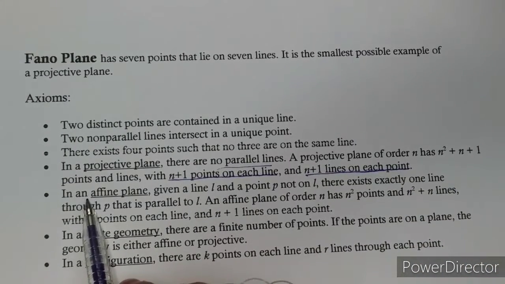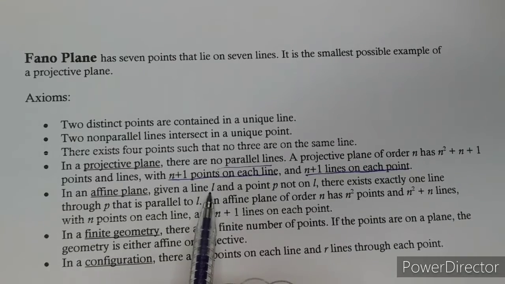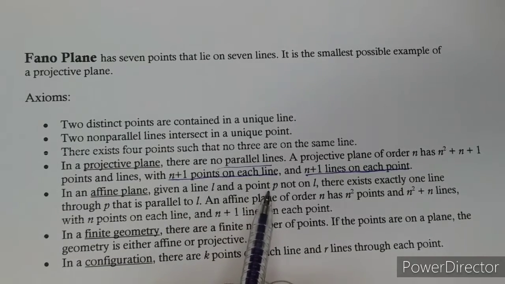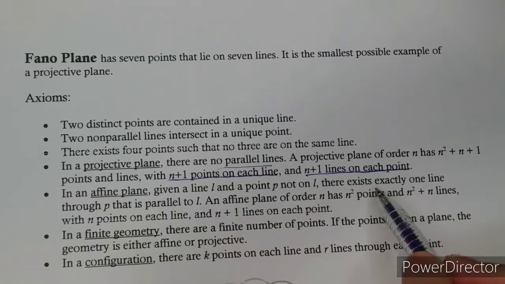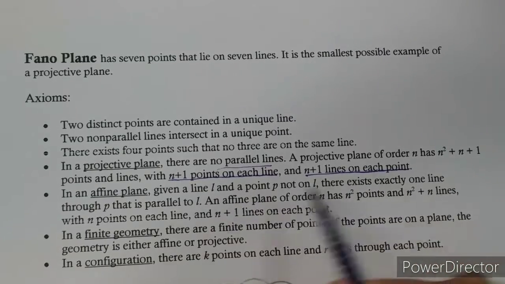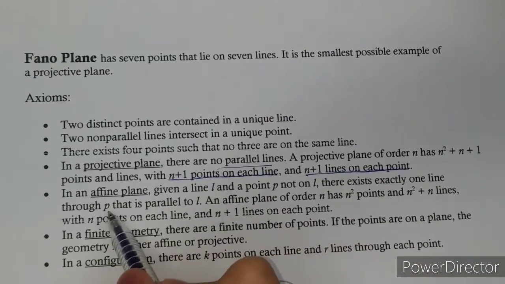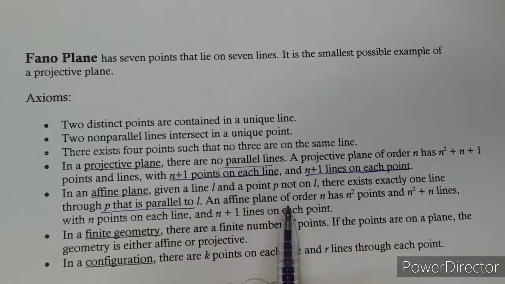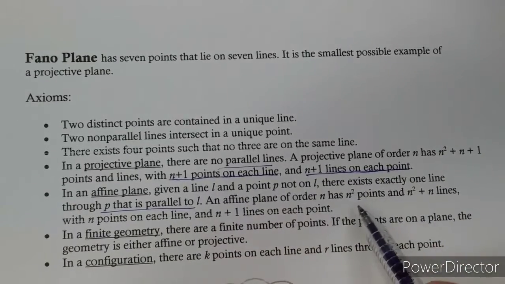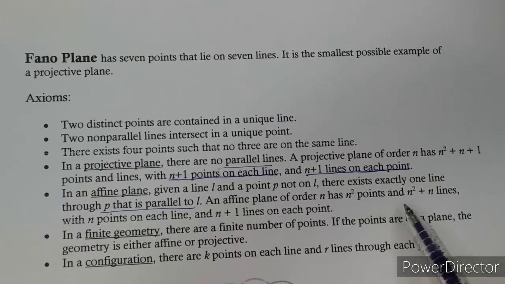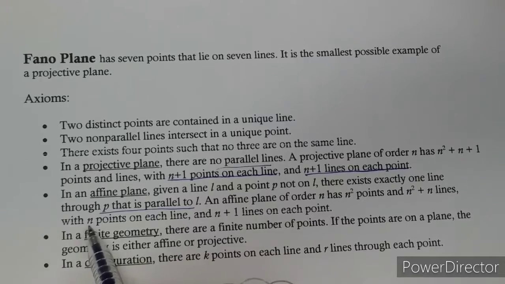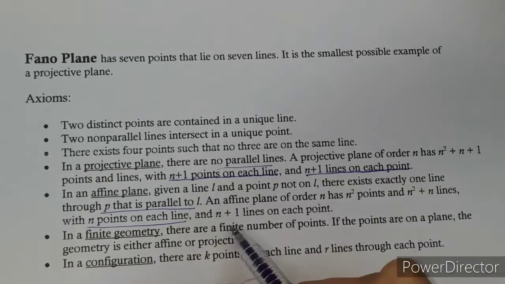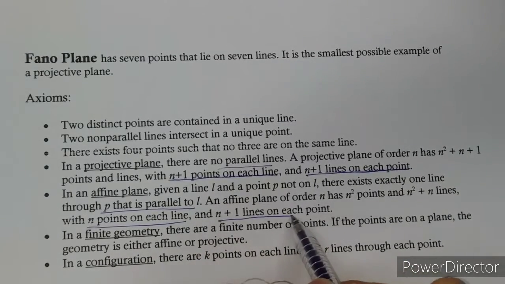In an affine plane, given a line L and a point P not on L, there exists exactly one line through P that is parallel to L. An affine plane of order n has n squared points and n squared plus n lines, with n points on each line and n plus 1 lines on each point.